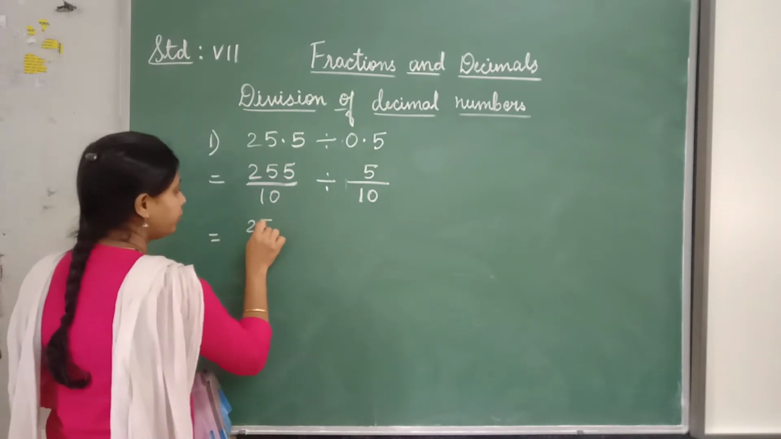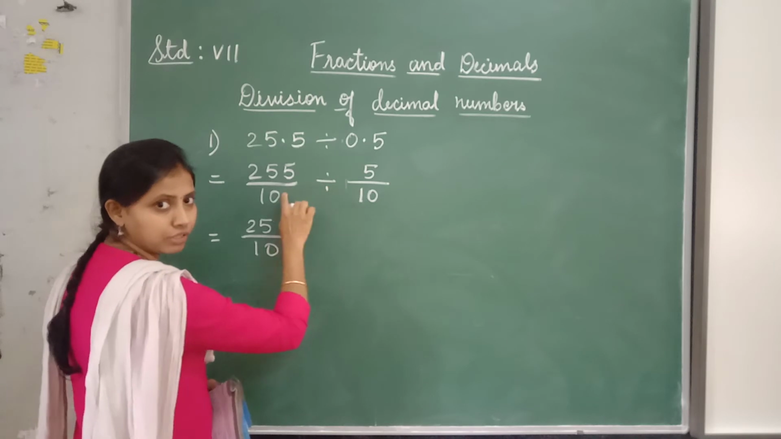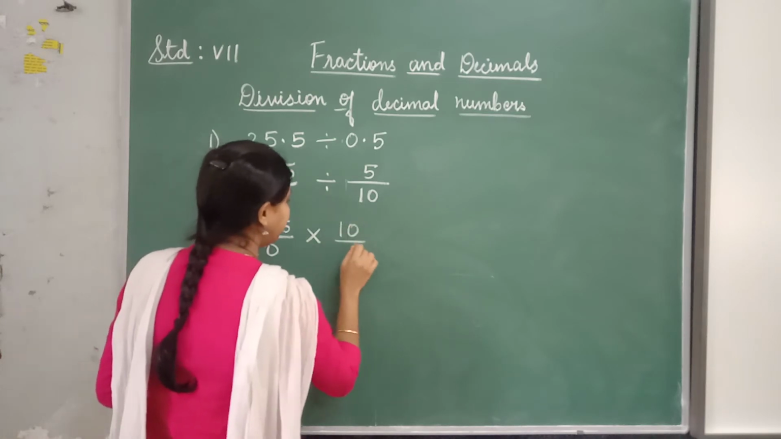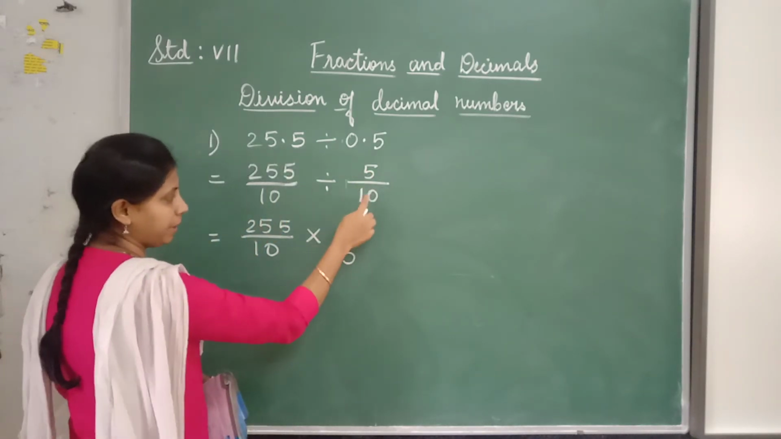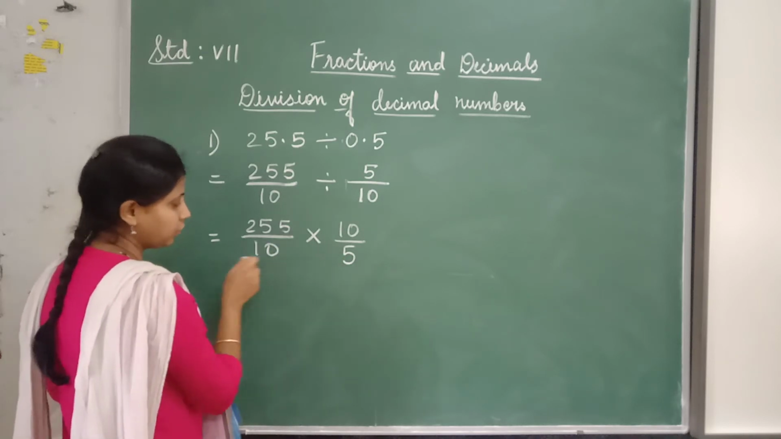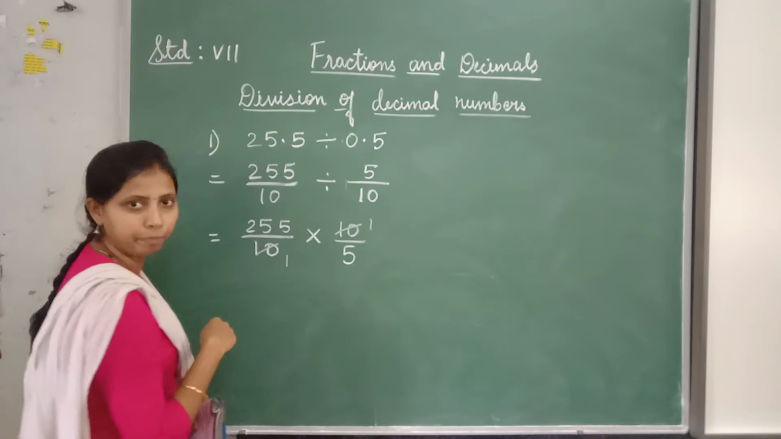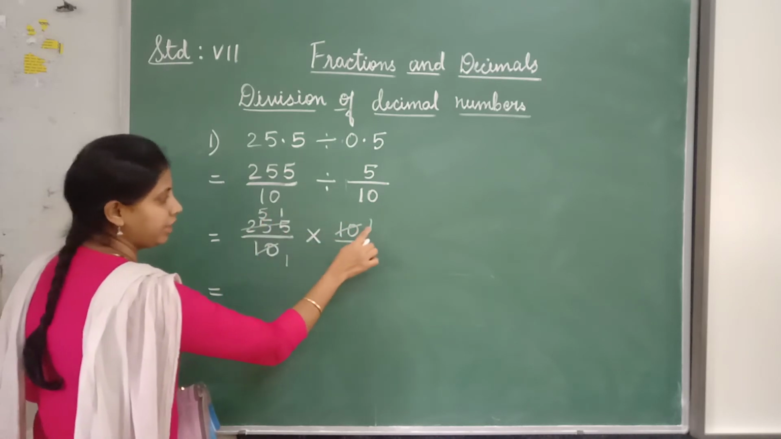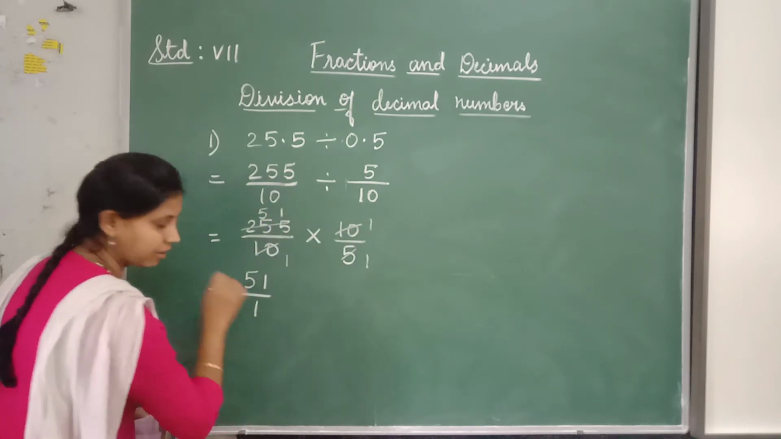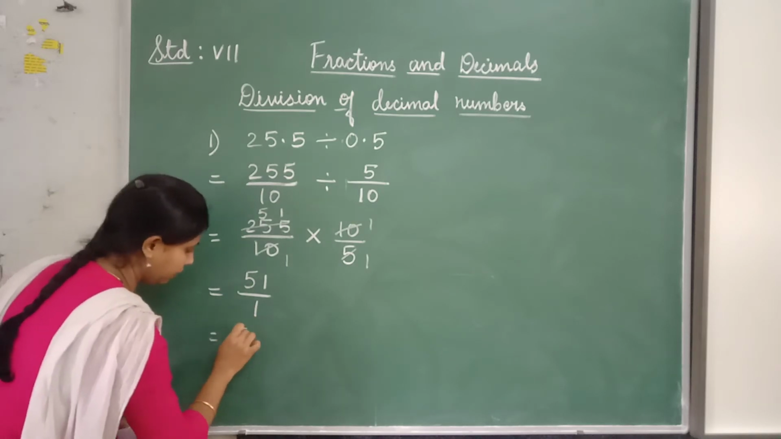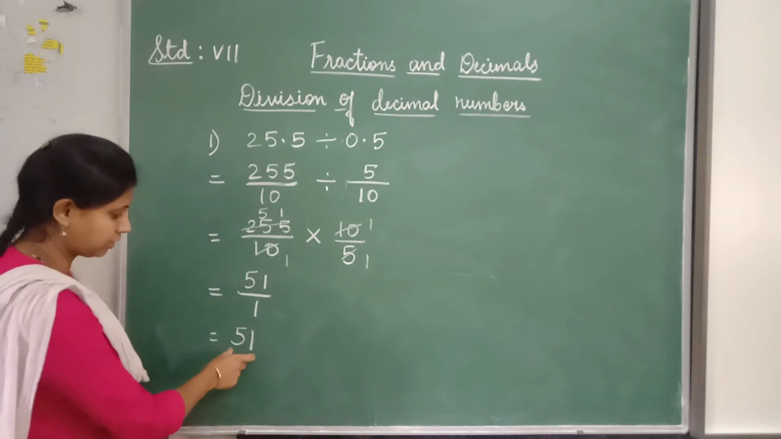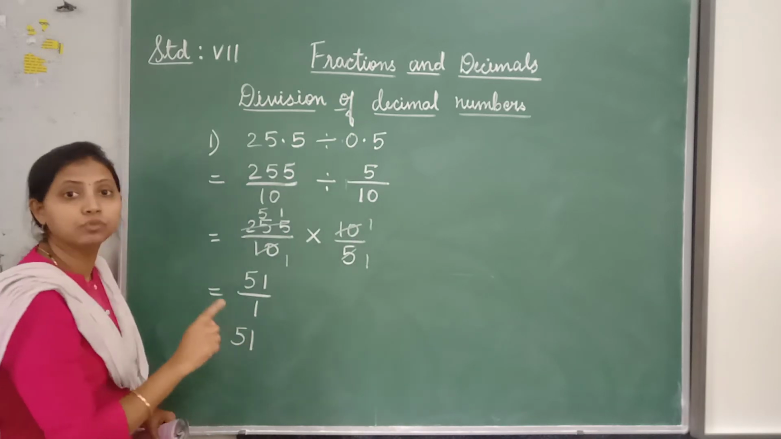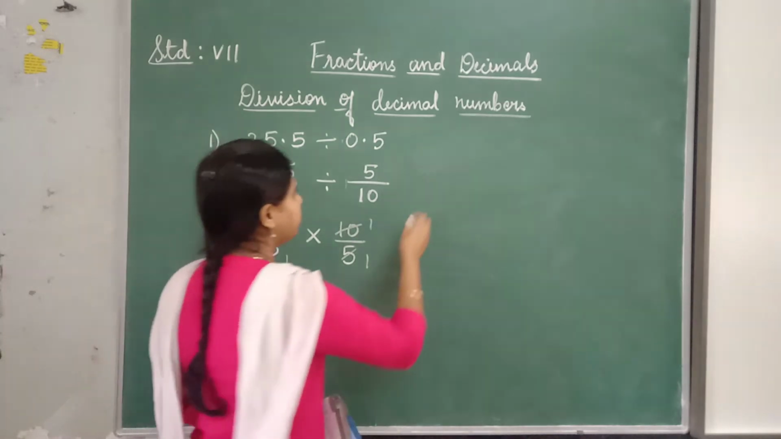Now 255 upon 10: to divide two fractions, you multiply by the reciprocal of the next number. So into 10 by 5. The reciprocal of 5 by 10 is 10 by 5. Now you can cross cancel. 10 ones are 10, 5 ones are 5, 5 fives are 25, 5 ones are 5. So now 51 into 1 is 51, 1 into 1 is 1, and 51 upon 1 is nothing but 51. So this is the answer, 51. 25.5 divided by 0.5 gives us 51. Okay children, let's see one more example.